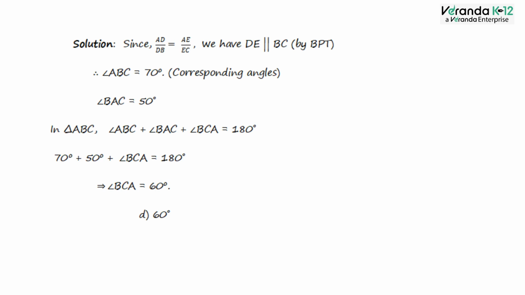Now, in triangle ABC, angle ABC plus angle BAC plus angle BCA is equal to 180 degree, which implies 70 degree plus 50 degree plus angle BCA is equal to 180 degree. Therefore, the measure of angle BCA is equal to 60 degree. Right option here is D, 60 degree.